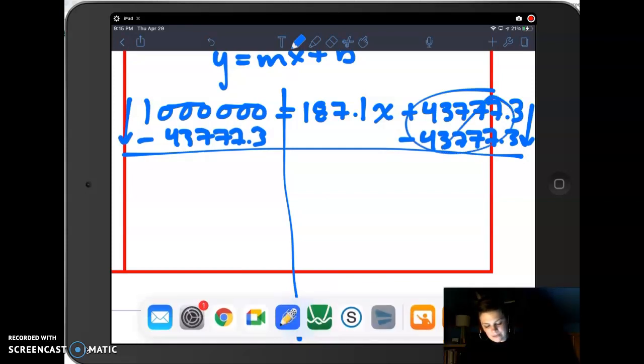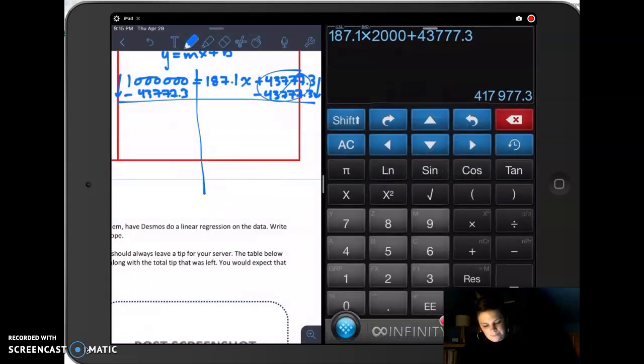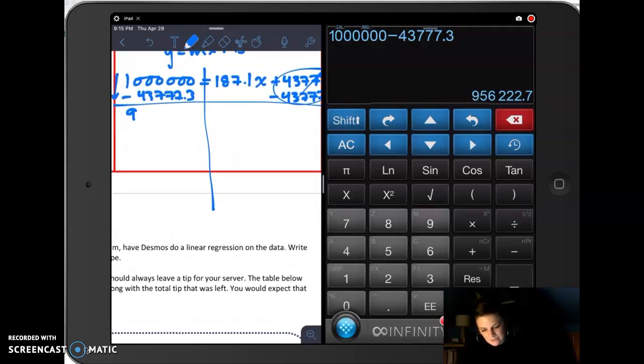So let's get this calculator back involved here. We're going to do 1 million minus 43,777.3. And we get 956,222.7 is equal to 187.1x. Don't be scared by all the decimals and big numbers. The steps are still the same. It's just a little bit more to write, unfortunately.